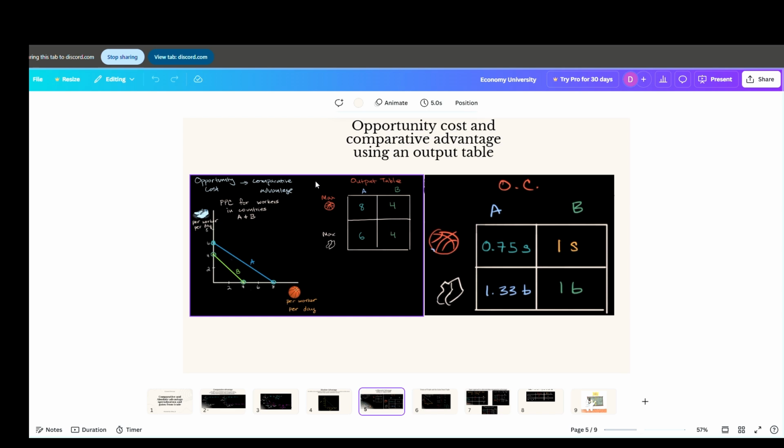And same thing for country B. But since there are 4 and 4 at max, opportunity cost will be the same for balls and shoes, 1 to 1. Okay.